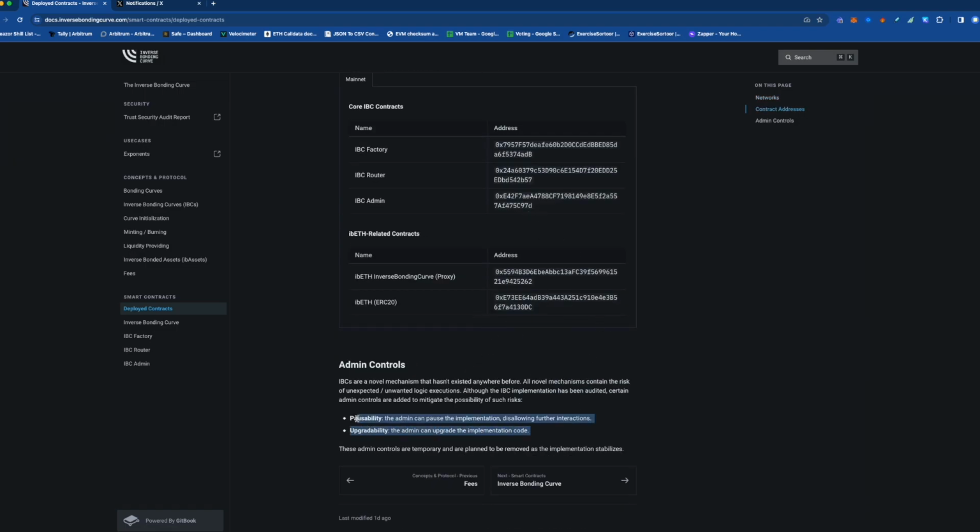They do have some admin controls, but they say they're planning on removing these admins once they realize that this thing is actually working. The first implementation is IB ETH, which is inverse bonded ETH. So you use ETH to mint inverse bonded ETH, right?